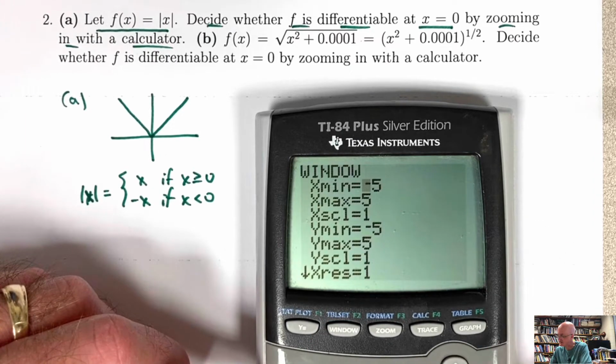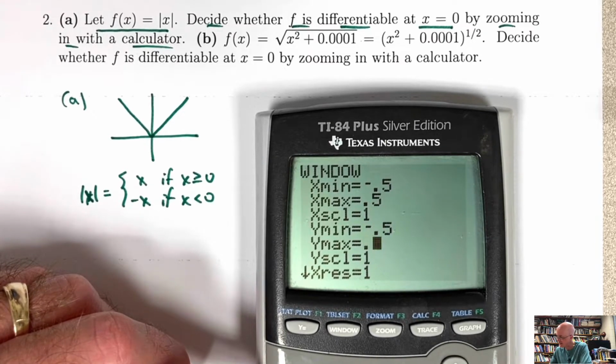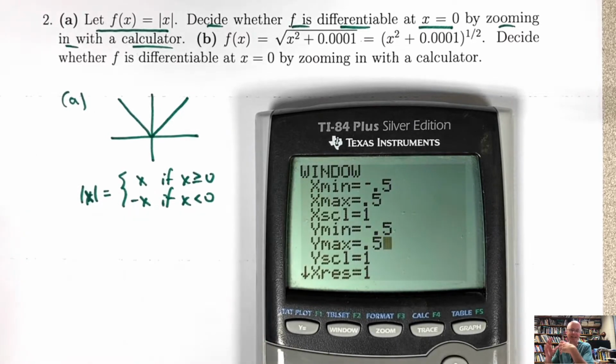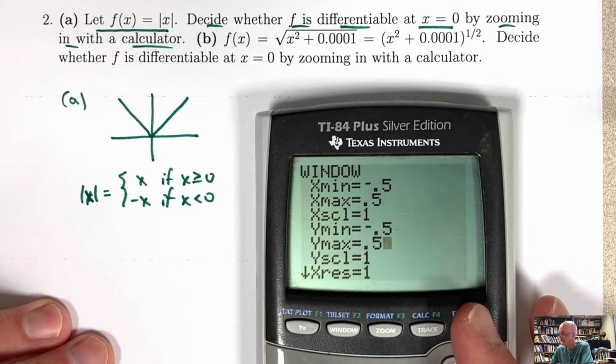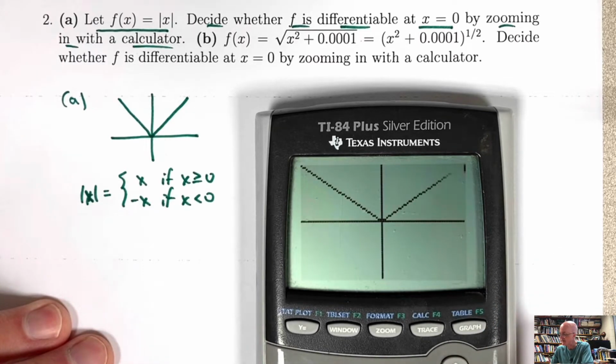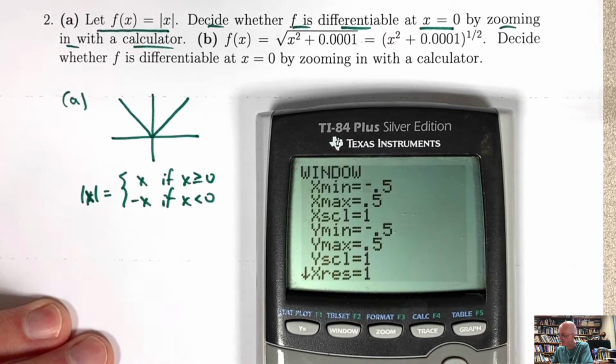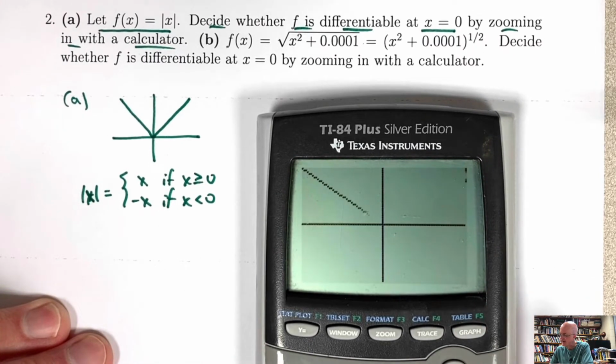Let's change the window. Let's zoom in. We'll go negative 0.5 to positive 0.5 in both the x and y directions. You do want to, technically speaking, zoom in the same amount or by the same factor in the x and y directions. Otherwise, it can be deceiving. Still looks like a V. Let's try one more, and then we'll be satisfied. Let's go negative 0.005 to positive 0.005 in both the x and y directions. It still looks like a V.